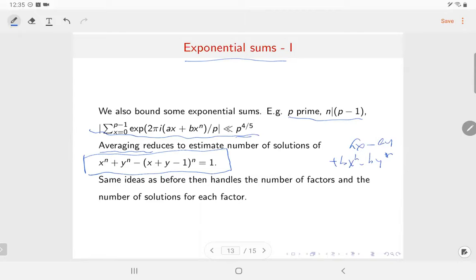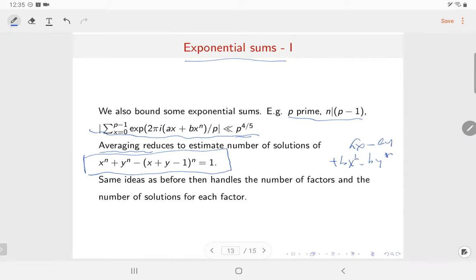So the first thing you have to do is count the number of factors. How does this polynomial, x to the n plus y to the n minus x plus y minus 1 to the n minus 1, how does this polynomial factor? The number of factors of the polynomial will influence the number of solutions of this equation. So the first thing I need to do is count the number of factors. And once I've counted the number of factors, then I can again bound the number of solutions using the standard techniques.